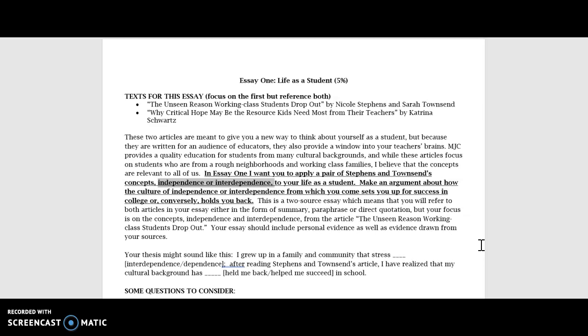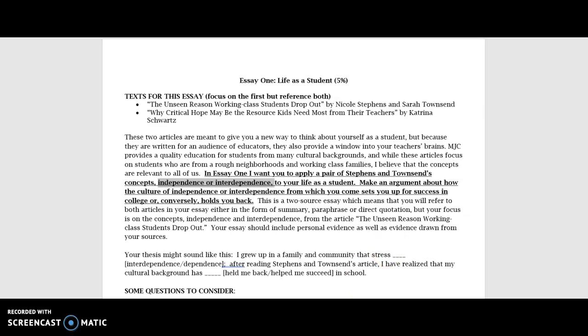So I recommend that you save the prompt on your desktop, that you highlight it. I sort of highlighted this one for you, the bolded underlined bit. In essay one, I want you to apply a pair of Stevens and Townsend's concepts, independence or interdependence, to your life as a student. Make an argument about how the culture of independence or interdependence from which you come sets you up for success in college, or conversely holds you back.